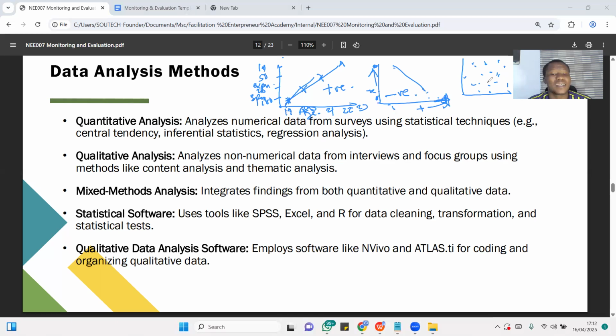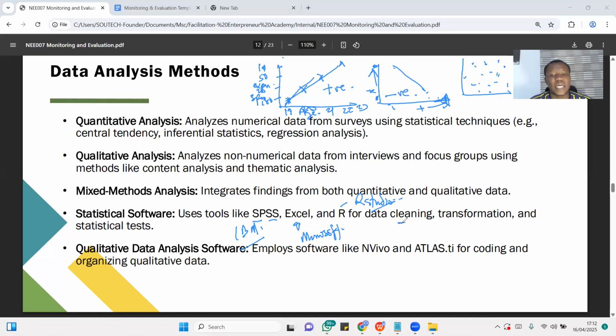Of course, you can use statistical software to do some of these things. You can use SPSS. SPSS is a statistical package for social sciences. I think it's been acquired by IBM. Then you have Excel, it's owned by Microsoft. Then you have R programming. You can use a tool called R Studio to do your analysis.